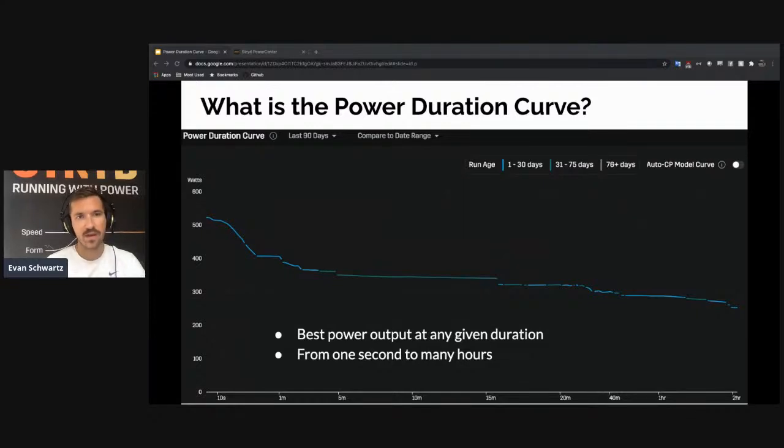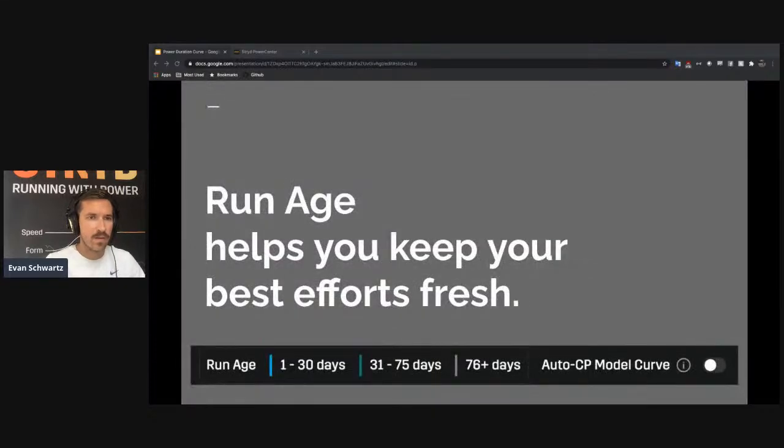Talking more specifically about Stryd's power duration curve, which you can find in stryd.com/PowerCenter, you'll be able to view your activities over the past 90 days. We'll talk a little bit more specifically about this now. The power duration curve is broken down into 3 different sort of time frames, and we'll talk a little bit more about the different considerations that we take for that power duration curve as well.